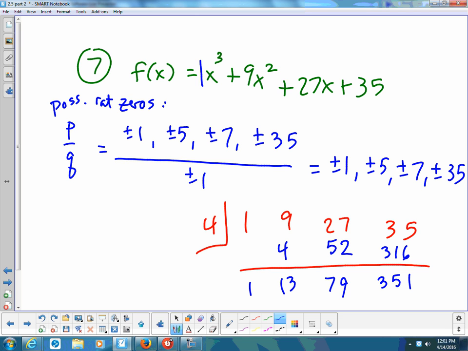So what can we determine from this? Four is an upper bound, so what does that tell me about my choices here? I can rule out positive 5, I can rule out positive 7, I can rule out positive 35. Does that make sense? I could do the same thing for negative, but for right now, let's just graph this to get a head start. So go ahead and graph x cubed plus 9x squared plus 27x plus 35.